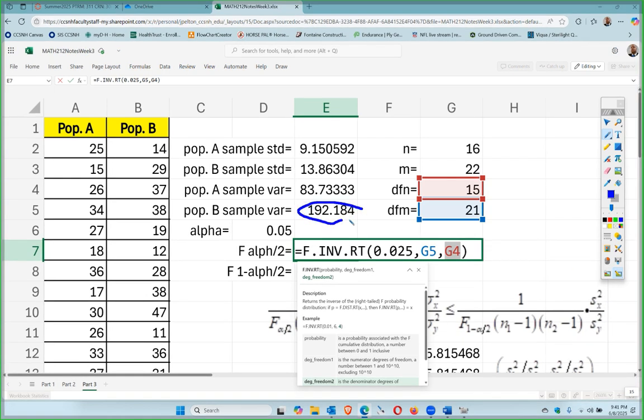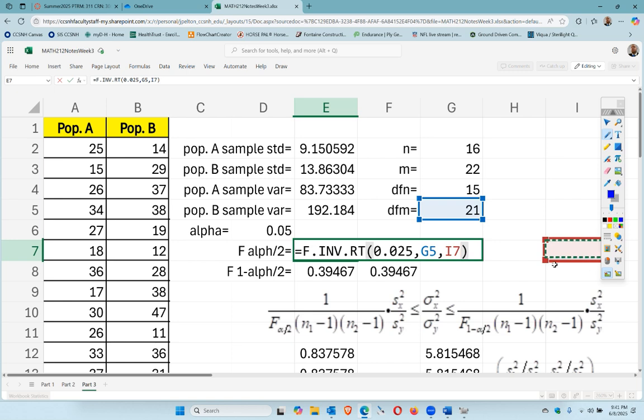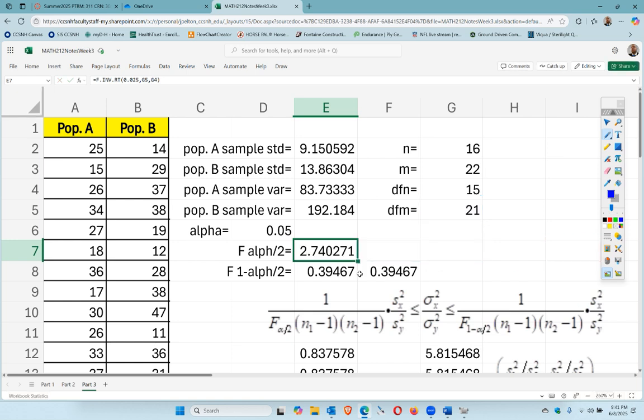This one is bigger and this one is smaller. Therefore, this is the numerator, right? And this is the denominator in the ratio of them basically. Okay? All right. So there's a couple ways to go about it.